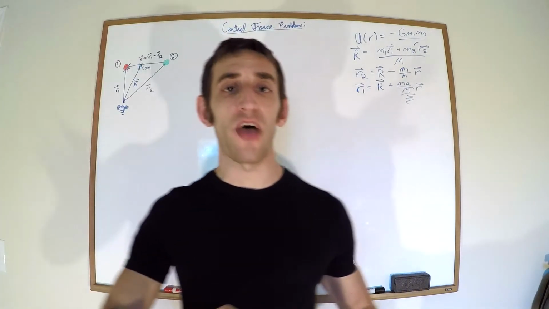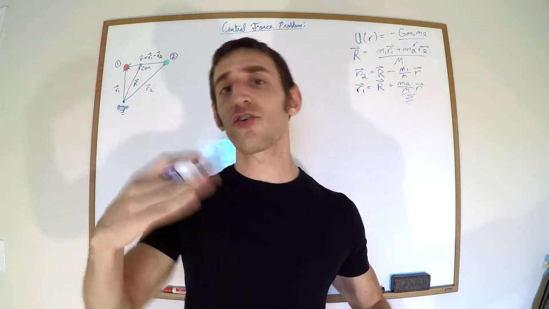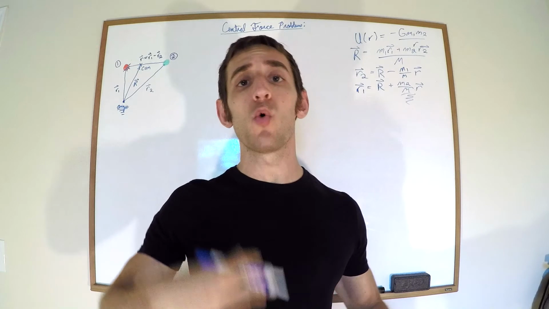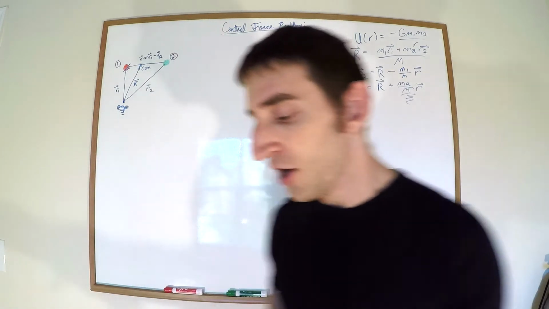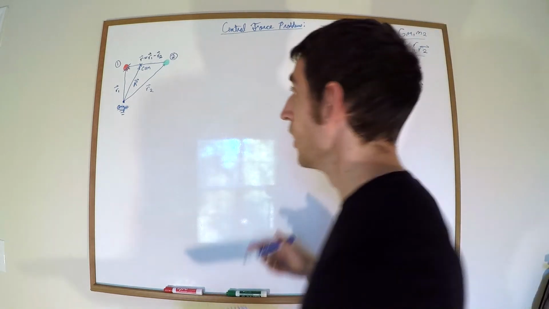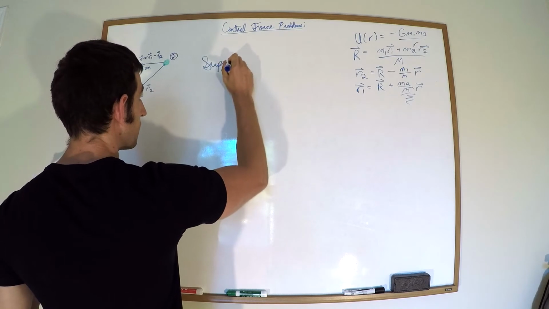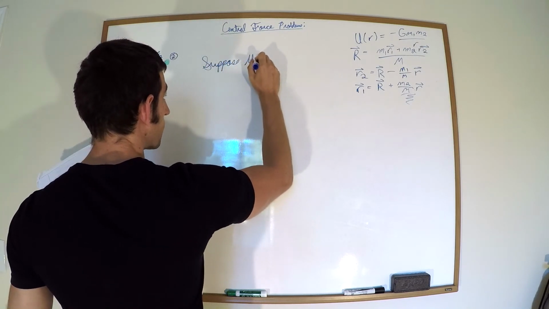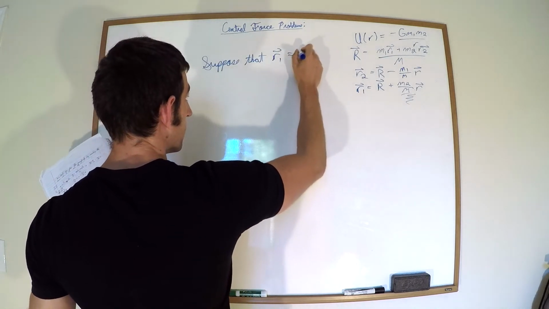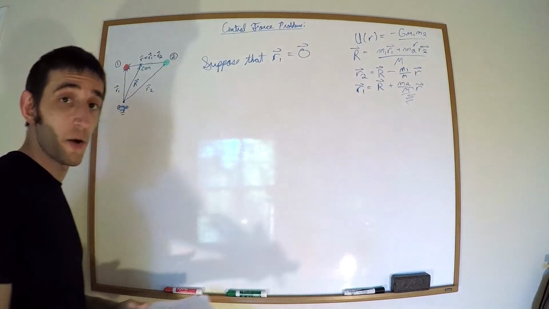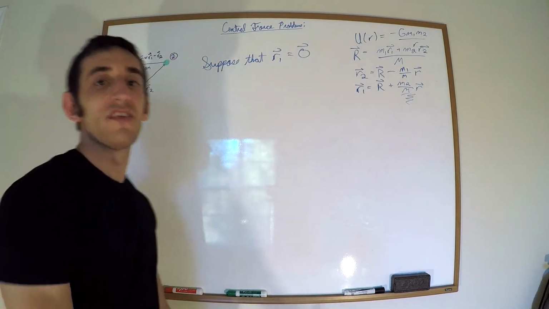So in order to show that, what we're going to do here is play some logic games. We're going to take special circumstances and figure out what we can deduce from those special situations. So what we're first going to do is suppose that R1, the vector R1, is 0. So x, y, and z are all 0, such that this particle gets squashed down to the origin.